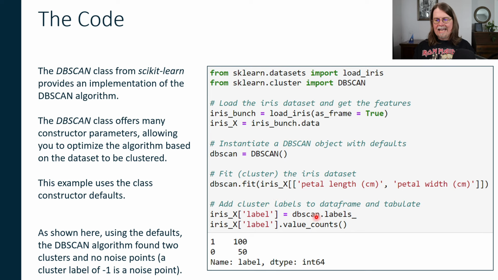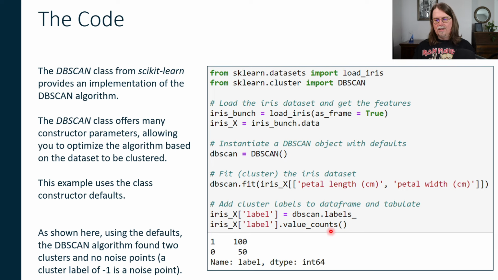Once it's done, I can ask the object for the labels. If you're not familiar, labels_ is an attribute. That's what the underscore means. And what comes back are the cluster assignments. Here's the thing. DBSCAN will try to find as many clusters as it can given the value of eps and min_samples, and right here we're using the defaults. So I'm getting the label assignments and storing them on my data frame, iris_X, as something I'm calling label. It's just my cluster assignment label.